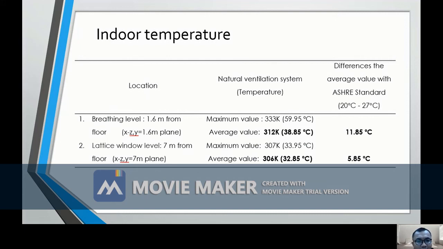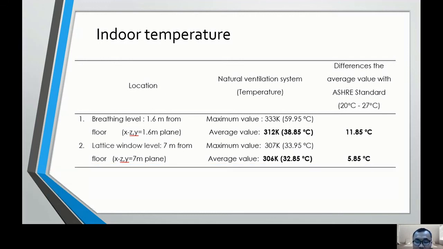For the breathing level temperature distribution, or 1.6 meters from the floor, the maximum value is 333 Kelvin, or 59.95 degrees Celsius. The average value is 312 Kelvin, or 38.85 degrees Celsius, which is 11.85 degrees Celsius more than the standard. At the lattice window level, or 7 meters from the floor, the maximum value is 307 Kelvin, or 33.95 degrees Celsius. The average value is 309 Kelvin, or 32.85 degrees Celsius, which is 5.85 degrees Celsius more than the standard.